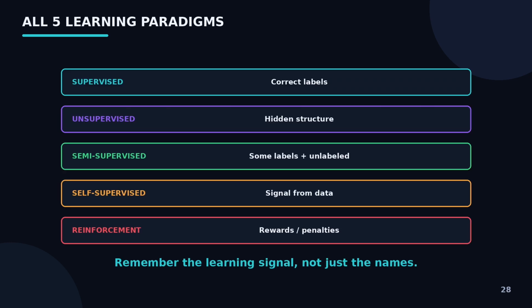Let's bring everything together. Supervised learning learns from known answers. Unsupervised learning discovers hidden structure. Semi-supervised learning combines a small amount of labeled data with a large amount of unlabeled data. Self-supervised learning creates its own learning signal from raw data, and reinforcement learning learns through interaction, rewards, and penalties.